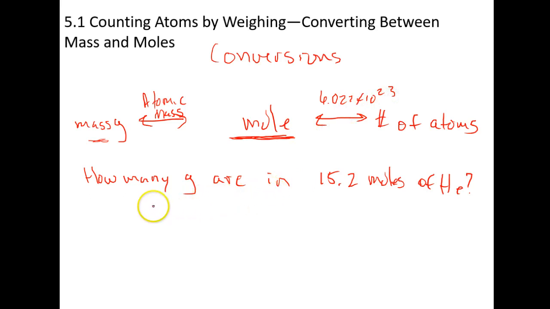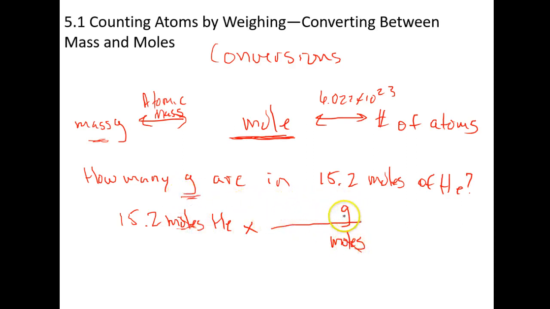So how do we do these problems? It's just like what we learned in chapter 4. First, write your given quantity, 15.2 moles of helium. And I'm going to multiply that by a conversion factor where moles is on the bottom and grams is on top. How do I know that? Moles is here, I need moles to cancel out with moles, and I'm trying to get grams as my final answer. So do I know a conversion that converts moles to grams? I sure do. 1 mole of any element is its atomic mass. So what's the atomic mass of helium? Well, it's 4.003.